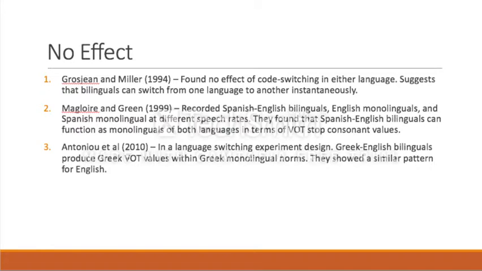Magloire and Green 1999 had recorded Spanish-English bilinguals, English monolinguals, and Spanish monolinguals at different speech rates. They found that the Spanish-English bilinguals can function as monolinguals of both languages in terms of VOT of stop consonants. Antoniou et al. 2010 similarly found, in a language switching experiment design, that Greek-English bilinguals can produce Greek VOT values within Greek monolingual norms, and they showed a similar pattern for English.